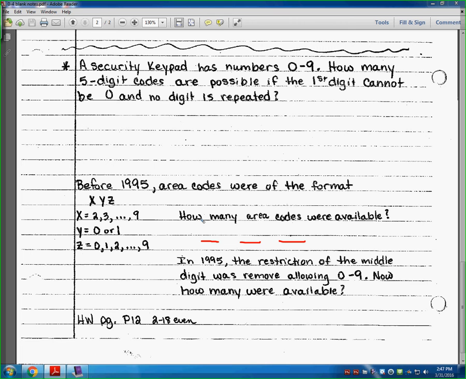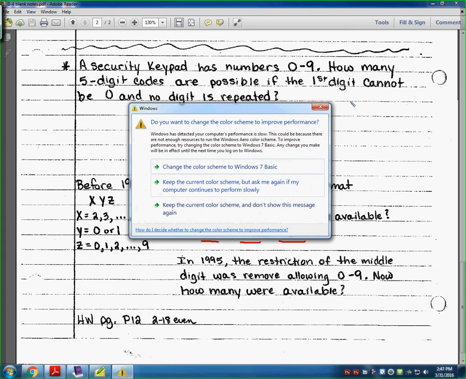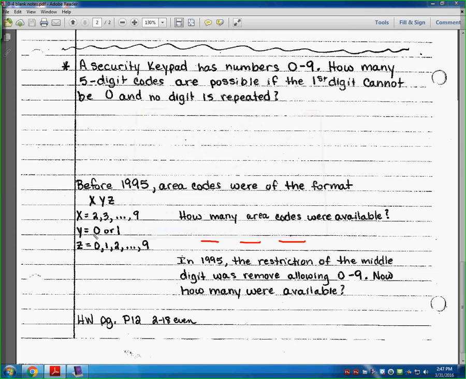How many options do you have for X? How many numbers are in between 2 and 9? If you don't remember how to do that without actually counting on your fingers, you subtract the 2 and you add a 1 back in. So 9 minus 2 is 7, plus 1 more is 8. How many options are available for the Y? 0 or 1. So how many is that? Obviously 2, right? How many are available for the Z from 0 through 9? There's 10 there. So 8 for the first part, 2 for the second, and 10 for the third. Use your calculator, actually punch it in, and what do you get?